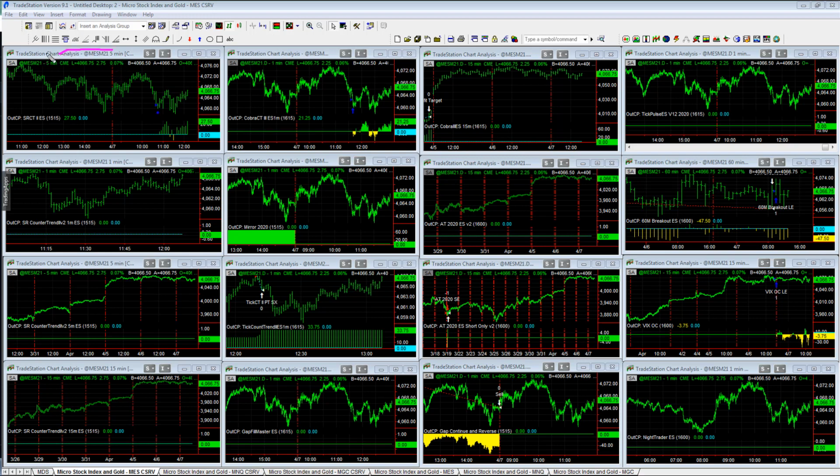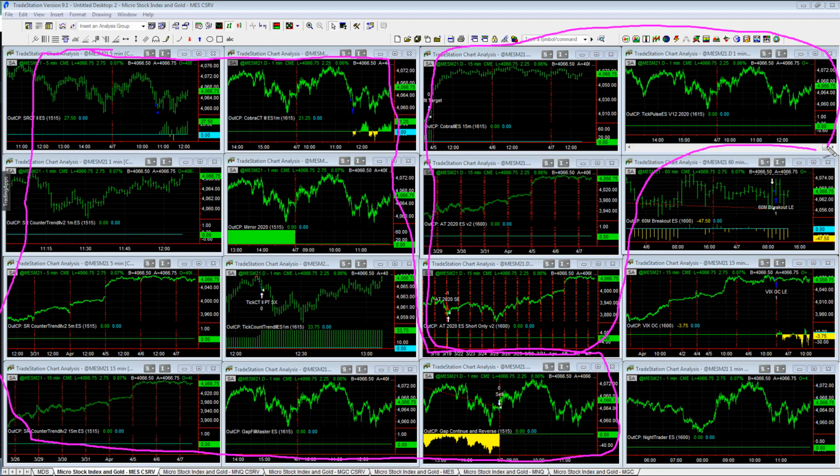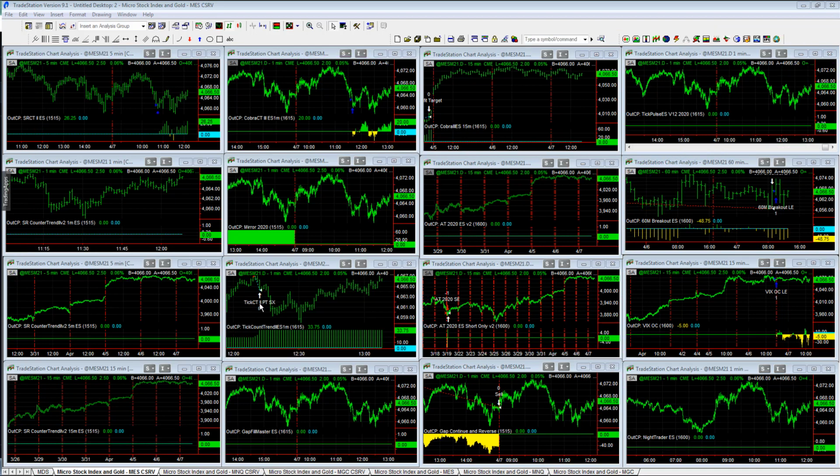So you see counter trend strategies are right here, and that includes these. These are the counter trend strategies, and these are all day trade counter trend strategies. Now these are right here. These are the trend following, more of the trendy day trade strategies. And these are the overnight strategies. These three are the overnight strategies. So there's 13 strategies total for the micro S&P contract.